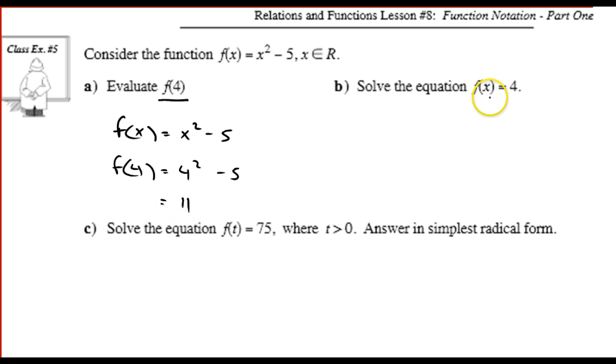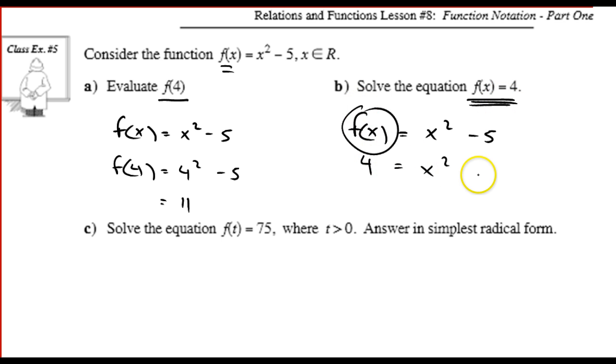Solve the equation f at x equals 4 is an entirely different thing. They're giving us the output. They're saying that f at x equals 4. So f at x, let me rewrite the whole thing, equals x squared minus 5. If f at x is 4, then this becomes 4 equals x squared minus 5. What is the input? Solve for x here. I'm going to get 9 over here, x squared, and x equals plus or minus 3.